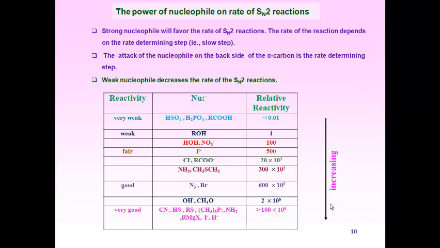So now let us see the effect of the power of the nucleophile on the rate of SN2 reactions. A strong nucleophile will favor the rate of SN2 reactions, and the rate of the reaction depends on the rate determining step, that is, the slow step. The attack of the nucleophile on the backside of the alpha carbon is the rate determining step. A weak nucleophile decreases the rate of SN2 reactions.